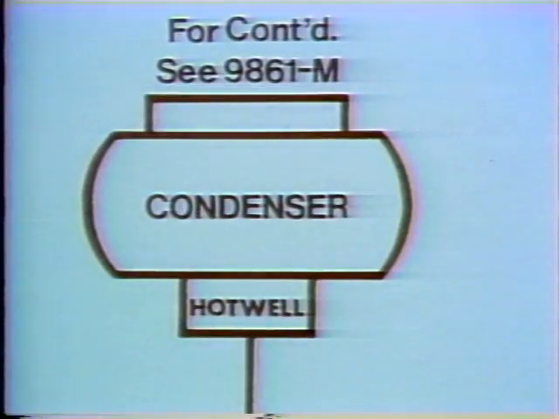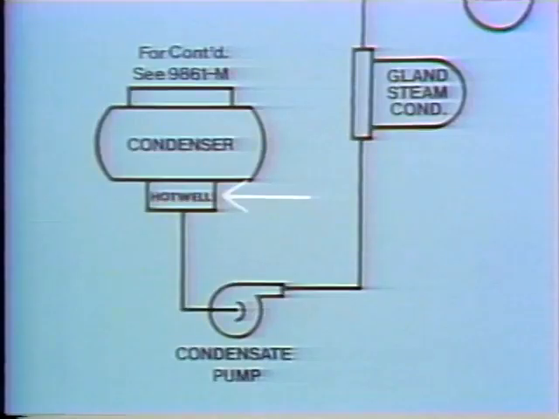The condensate system starts at the condenser. Steam entering the condenser is condensed, and the condensate collects in the hot well at the bottom of the condenser. A condensate pump draws condensate from the hot well and sends it through the gland steam condenser.